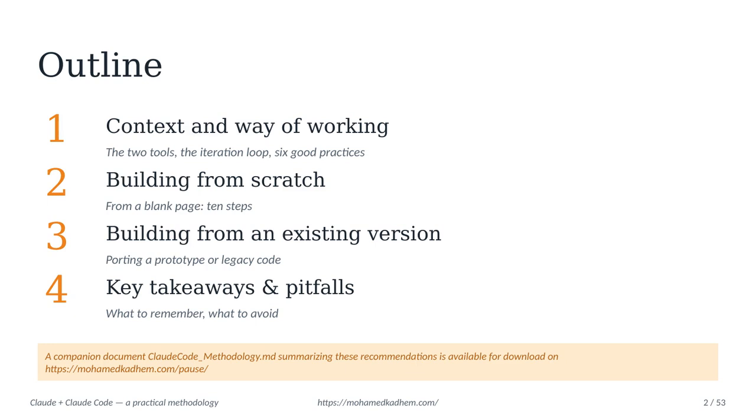Here is how we'll proceed. We start with context and way of working, the two tools, the iteration loop between them, and 6 good practices that will shape every project. We then instantiate that method in 2 scenarios. The first, building an application from scratch. The second, building from a preliminary or older version, which is a different beast. You have constraints the blank page doesn't give you. We close with key takeaways and common pitfalls.